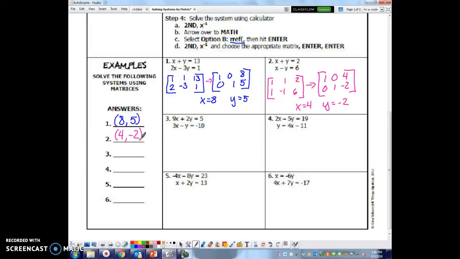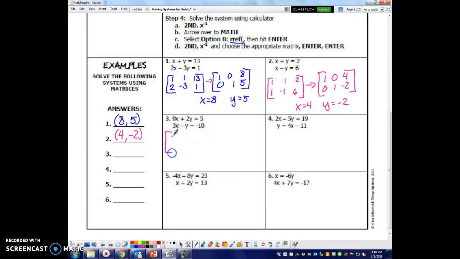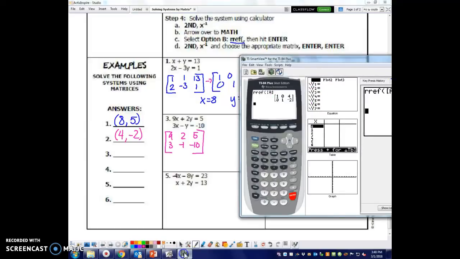All right, number 3. I'm going to start going a little bit faster. X, Y equals number. So we have 9, 2, 5, 3, -1, -10. Calculator. Second matrix, over to edit. 2 by 3. Type in our numbers: 9, 2, 5, 3, -1, -10. We got to quit.